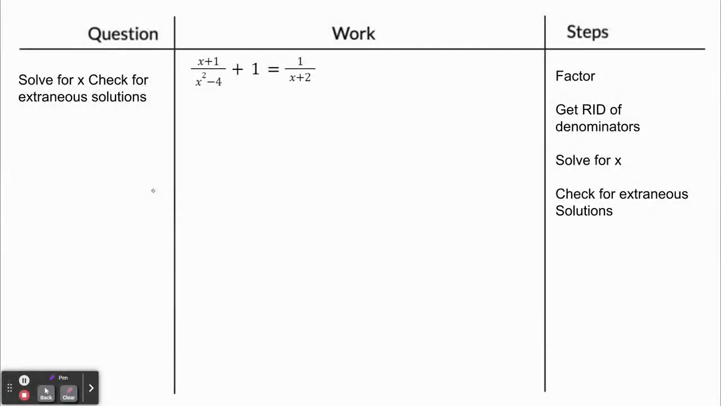Here we're asked to solve for x, and we're going to check for extraneous solutions as well. So first thing I'm going to do is factor. I have an x squared minus 4 here, so that can factor using a difference of squares. So it becomes x plus 1 over x plus 2 times x minus 2. And then I'm just bringing down the rest of the equation. So plus 1 equals 1 over x plus 2.